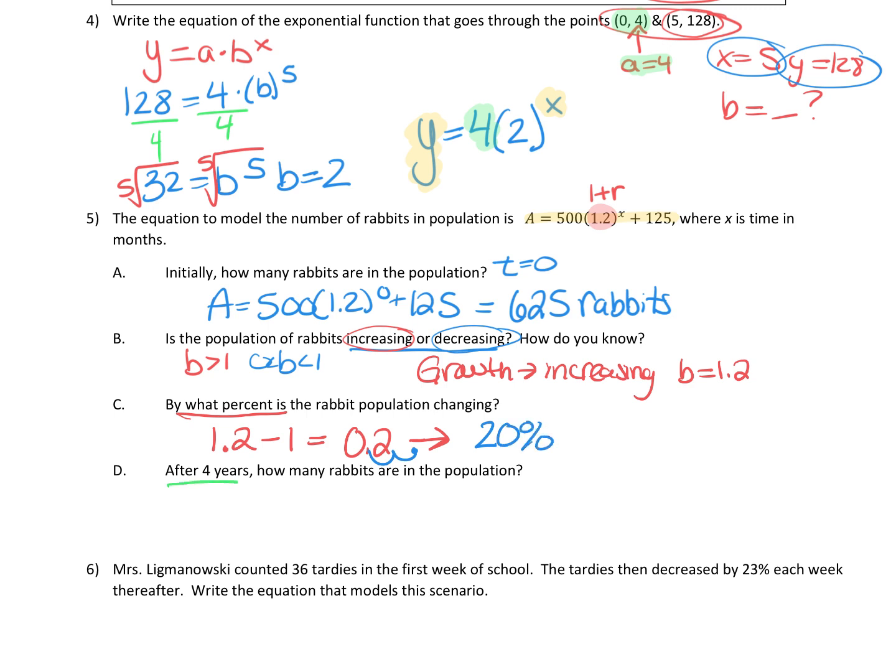And then it says after 4 years, how many rabbits will be in the population? So I'm going to plug 4 into my equation, kind of like I did 0 in the beginning, and then plug this in my calculator. And I will get, I'm going to round this to the nearest whole rabbit. So I get 1161.8, so that means 1,162 rabbits.